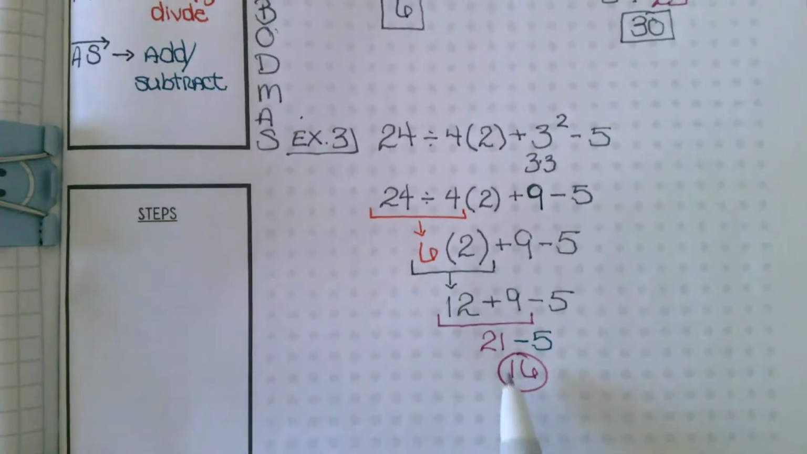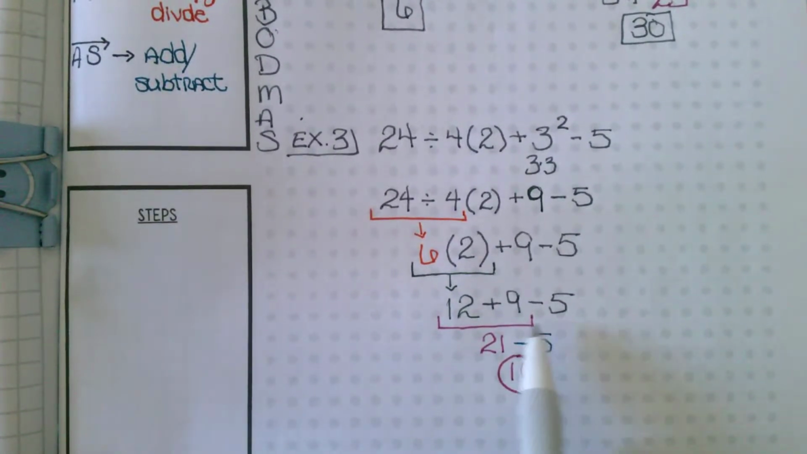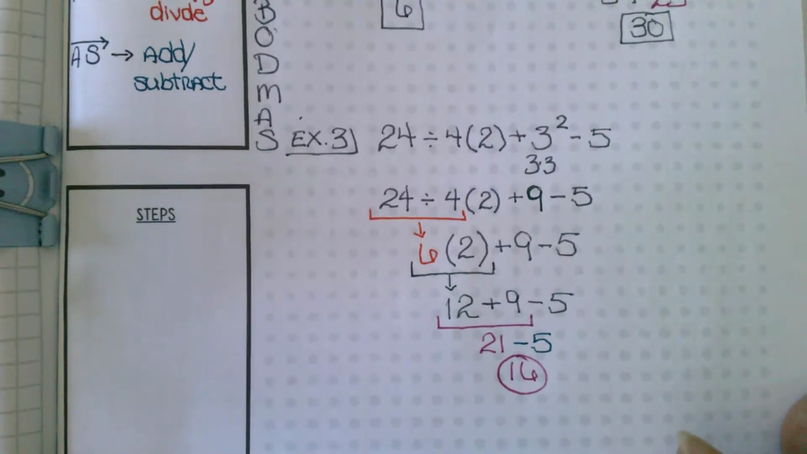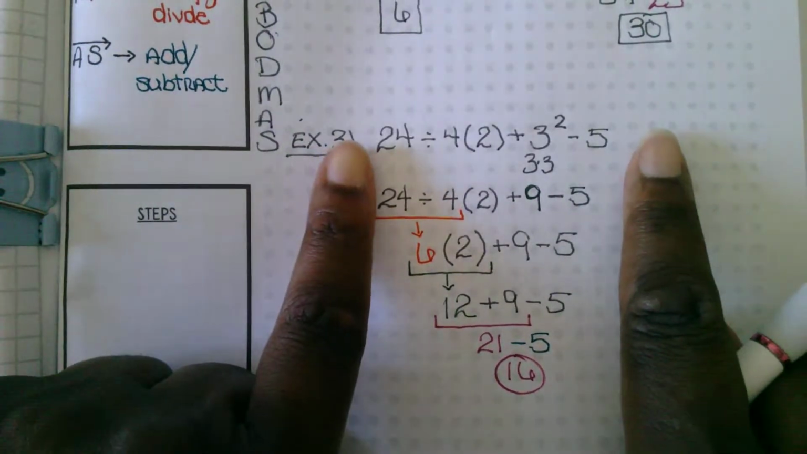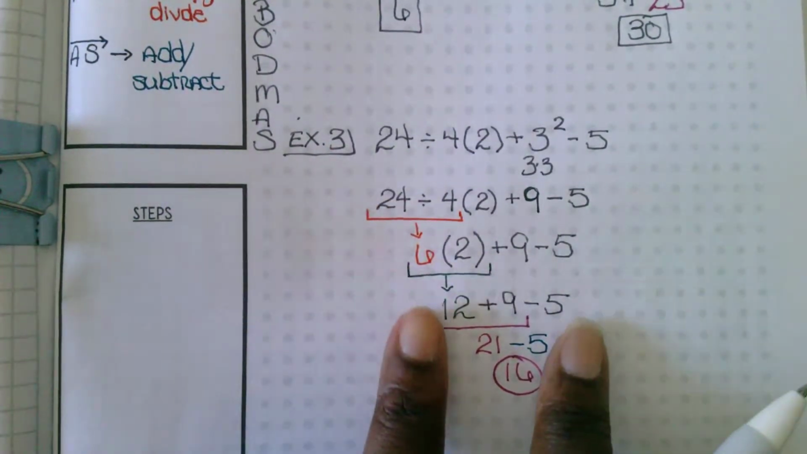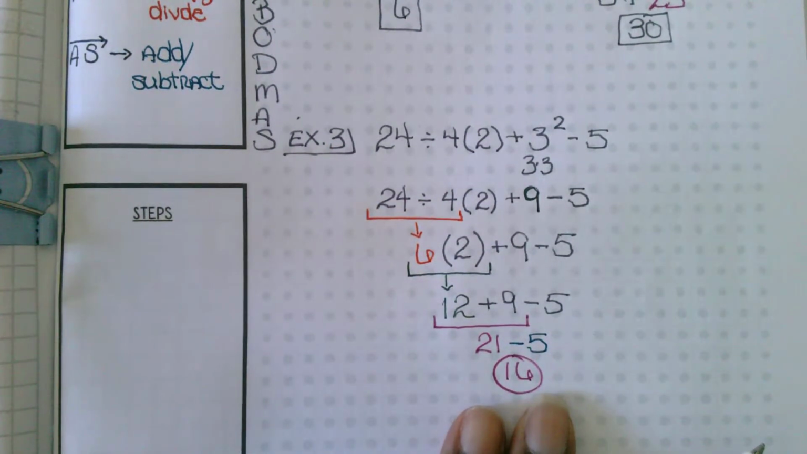Now, would you get the same answer if you did 9 minus 5 to give me 4 and add to the 12 to get my 16? Yes, you would. But I want to make sure that we're following that whole process of elimination. So you go wide and notice how we funnel down to an answer.